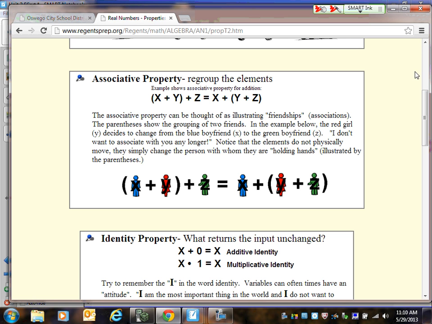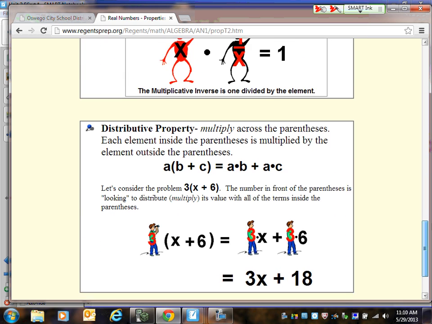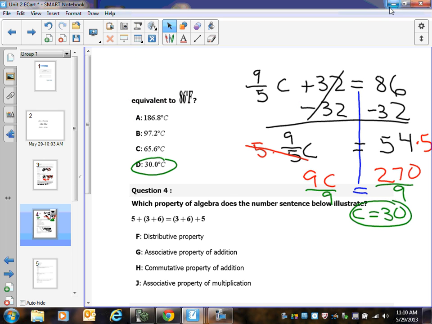Okay, and let's just show distributive real quick. We'll come back to inverse and identity when we need to. And for distributive property, this is one where I have this number looking in, and then it distributes itself inward. Now let's go back to our problem.